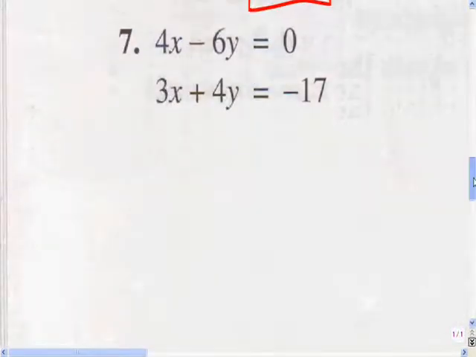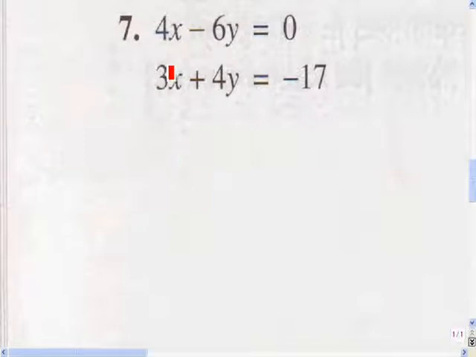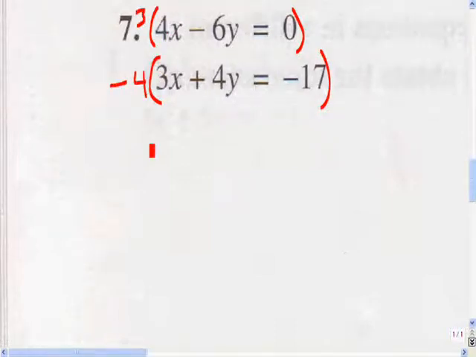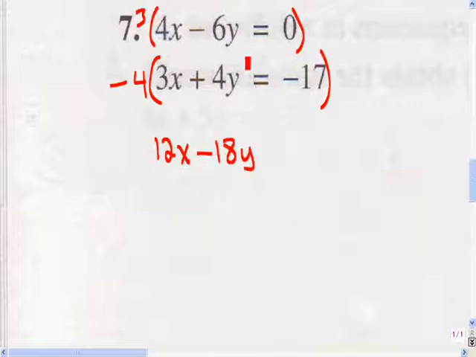Again, addition method. I'm going to choose the smaller number, so I'm going to turn these into 12. 4 times 3 is 12, and I'm going to make this a negative 4, so it'll be a positive and negative. 3 times 4 is 12x. 3 times negative 6y is a negative 18y. And 3 times 0 is 0.